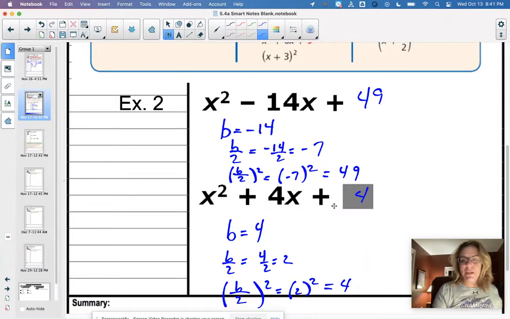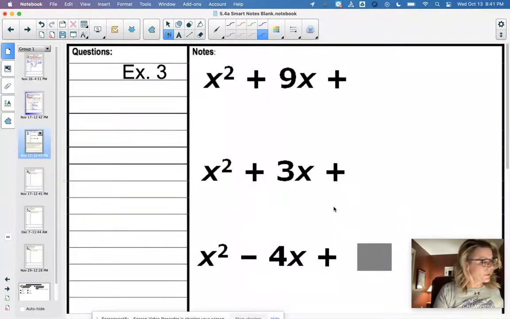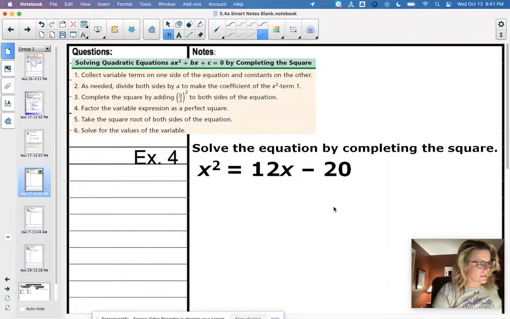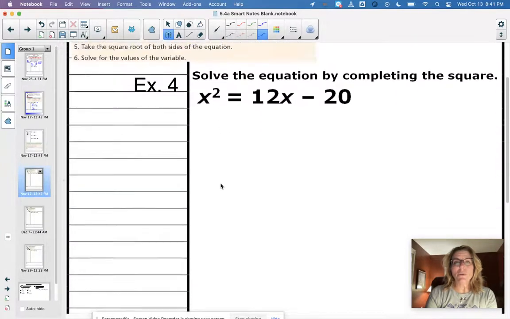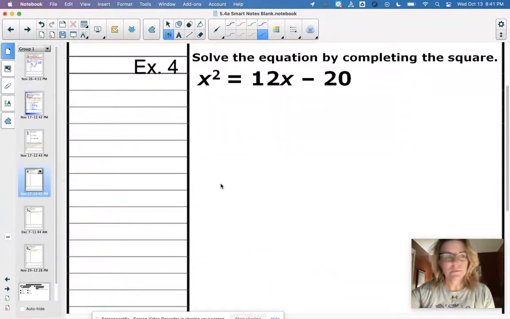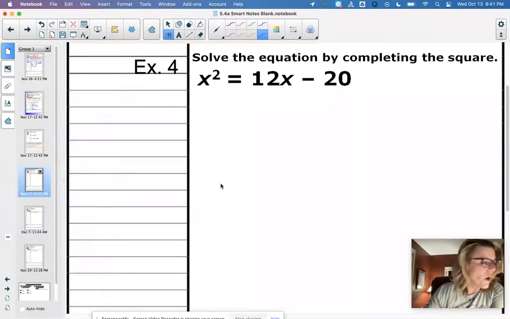Example 3, we're going to do in class. Looks like example 4, we're going to do in class. No, we're not. Example 4, we're going to do right now. Solving quadratic equations by completing the square. So here are the steps that we're going to follow that I'm going to talk through as we go and solve this.